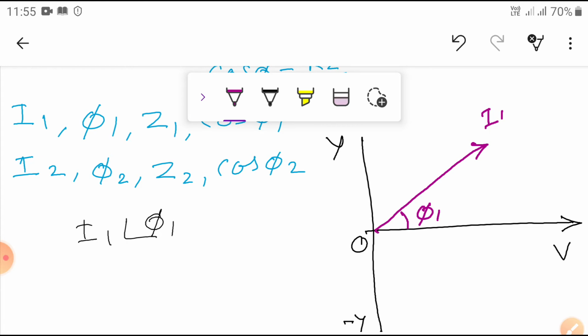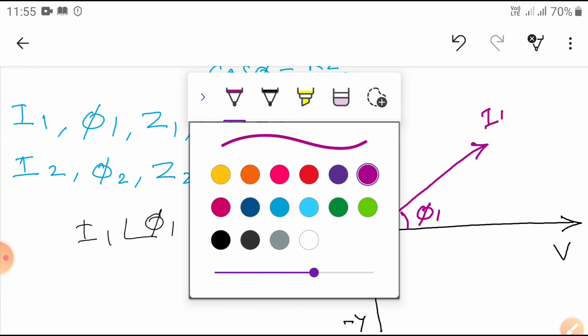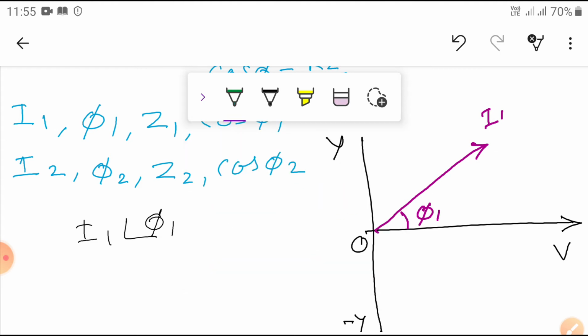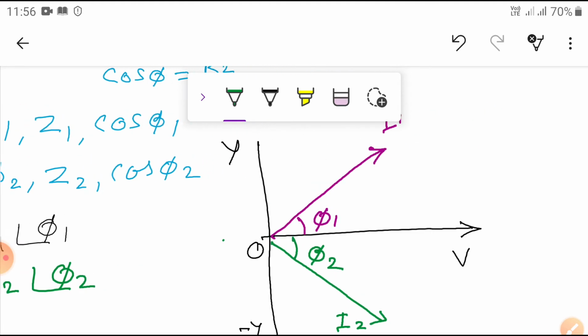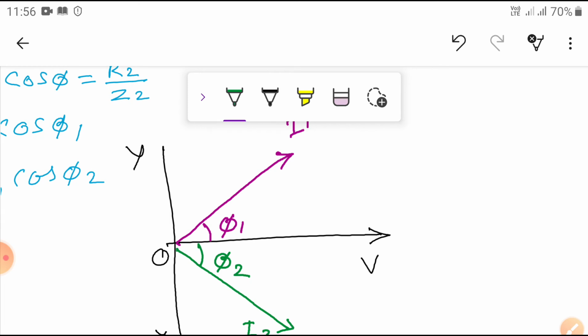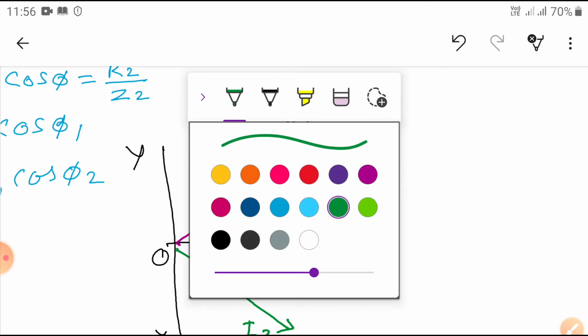Okay, now coming to the other circuit, you can take the other phi 2. Here I2 at an angle of phi 2. So here, what will happen? In the circuit, the current is this one, based on this I2 at phase angle. What is the phi 2? This is the phi 2. Clear? Now, based on this one, just join these two values. So we are going to join it.